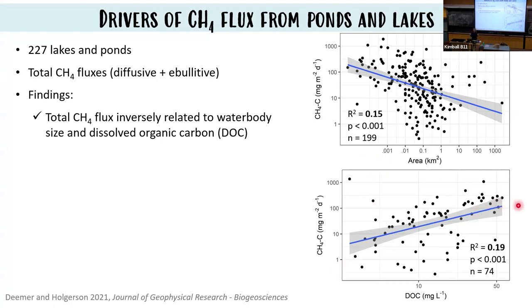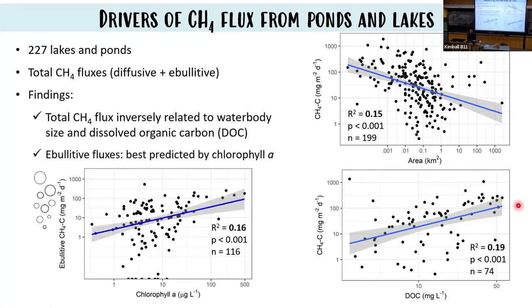So if a system has more dissolved organic carbon, then that increases the methane flux. So if we could get some estimates of dissolved organic carbon concentrations for lakes worldwide or model that, we could potentially improve our methane emissions numbers. For those bubbles, the bubble fluxes were best predicted by chlorophyll. Chlorophyll, again, is that proxy for algal biomass. So more productive systems, systems that have had more nutrients added to them, have more methane coming out as bubbles.